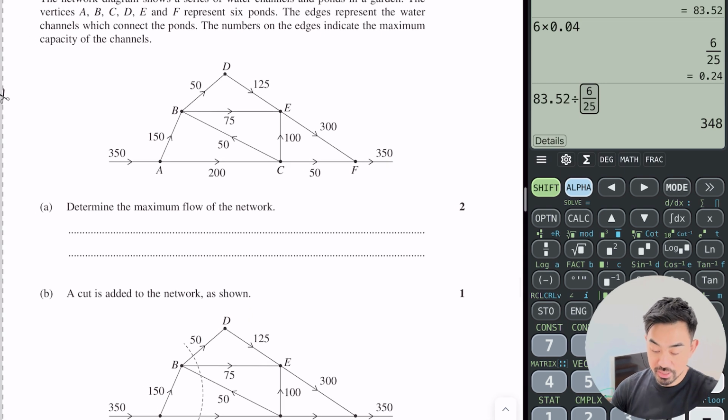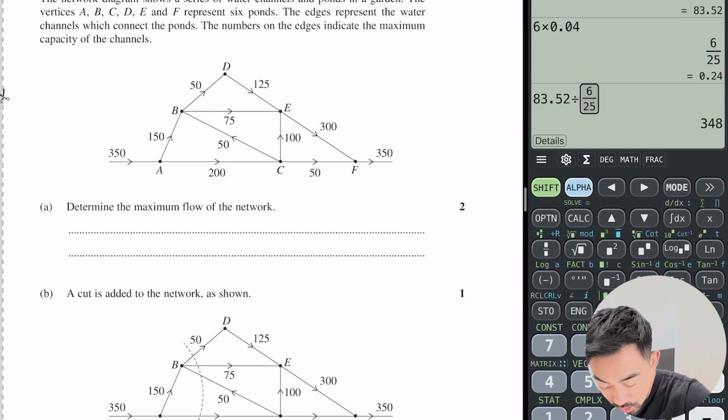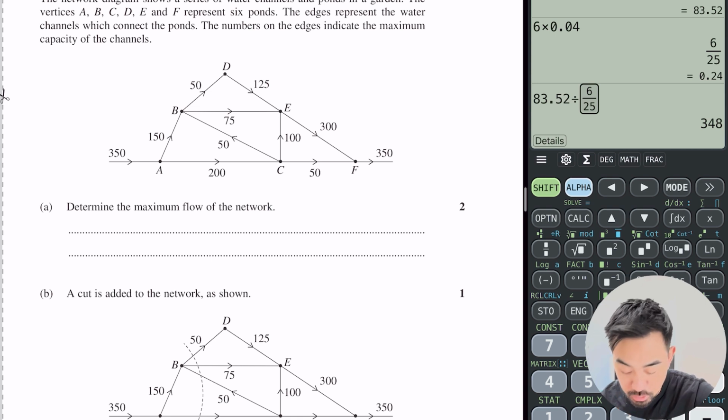Question 30. The network diagram shows a series of water channels and ponds in the garden. The vertices A, B, C, D, E, and F represent 6 ponds. The edges represent the water channels which connect the ponds. The numbers on the edges indicate the maximum capacity of the channels. Determine the maximum flow. Okay, so for this one, I am going to opt for minimum cut and see what happens, as opposed to doing the other method.